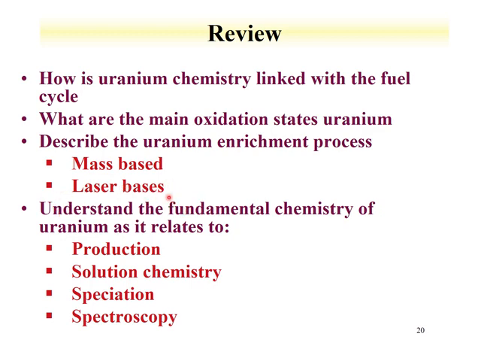The laser routes are atomic, looking at small differences between uranium-235 and uranium-238 on the atomic basis, and that's driven by the differences in the spin and parity of the nuclei. It's one of the factors. You should understand how the fundamental chemistry of uranium relates to its production, how it is separated from ore, the solution chemistry, its speciation, spectroscopy, and how all this is exploited in the nuclear fuel cycle.